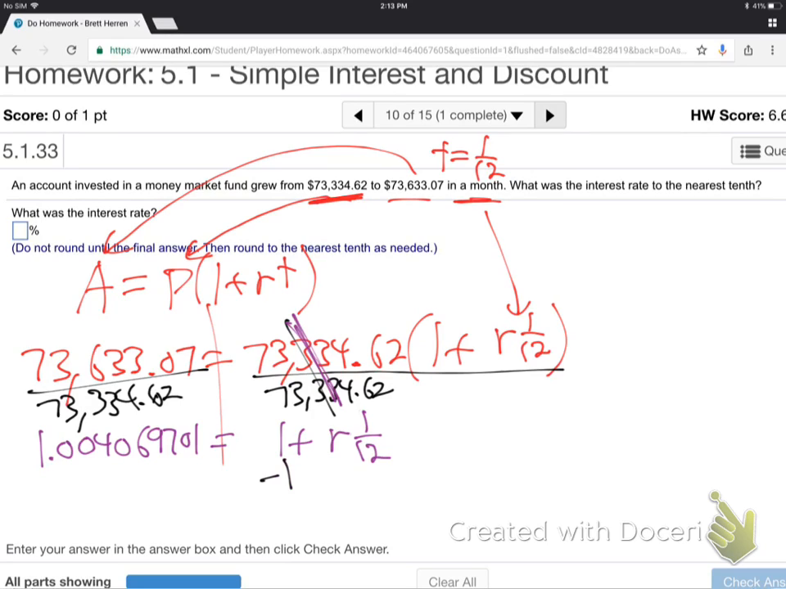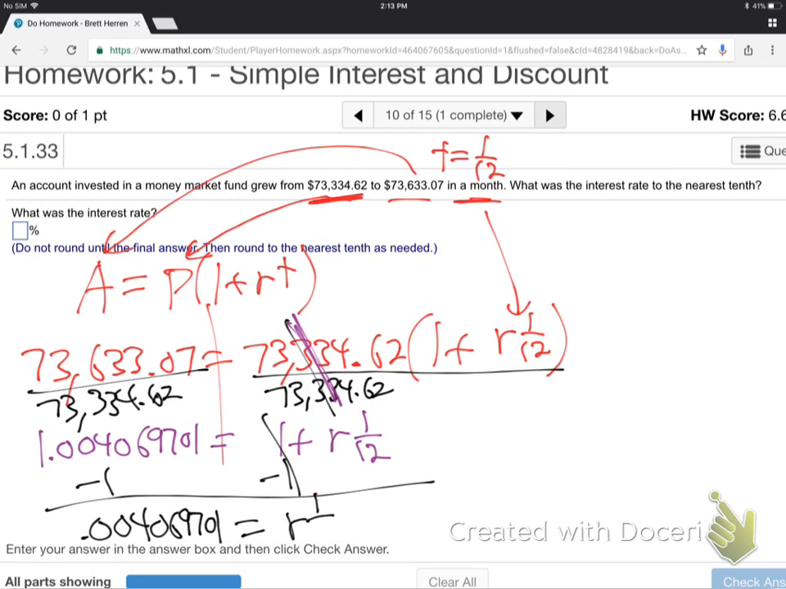Yeah, good idea. Subtract the 1, because that 1 is added, so subtract it. So this will be 0.004069701 is R times 1/12. Good, we're almost there. Now R is saying, I won't be alone. What do you do to get rid of that 1/12? Multiply, because a 12 on the bottom is a 12 divided, so the opposite is to multiply. Yeah, good job. Boom. That gets R alone. Do the same to the other side.